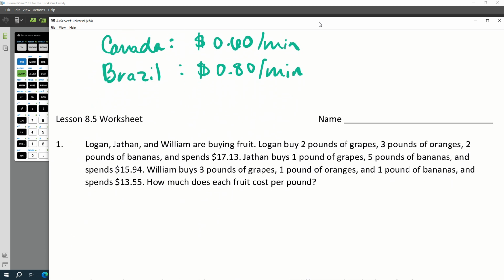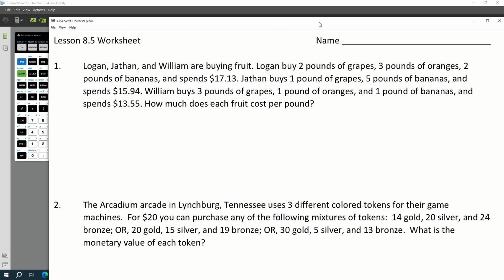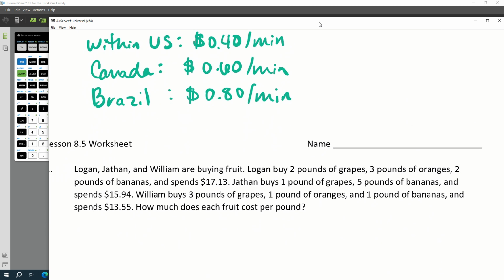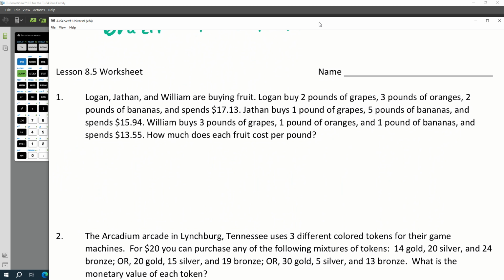And then your assignment is to do these next two problems. The full grade for this is going to come from your notes and the worksheet.